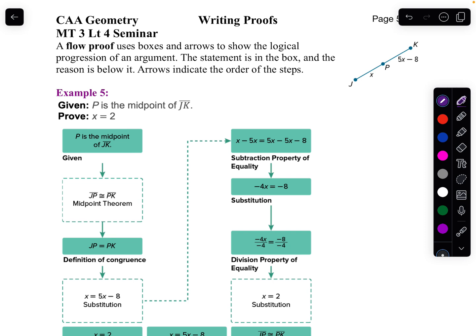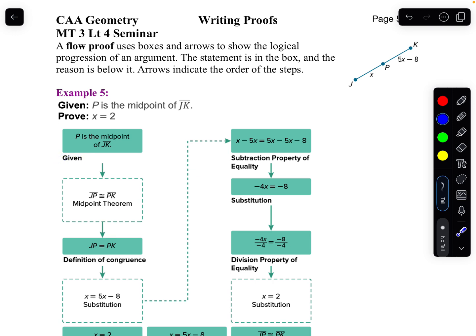I'll give you a choice on your test what kind of proof you want to do, but I also will ask you once in a while, and I'll tell you what kind of proof to do to make sure you can do all three. So what happens when you're doing a flow proof, we put our statements, what we know is true, in boxes. And below that, we're going to write down our reasoning.